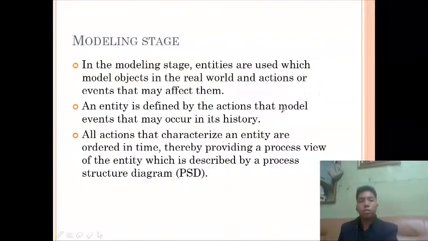We are going to run through it, starting with the modeling stage first. In the modeling stage, entities are used which model objects in the real world and the actions or events that may affect them. An entity is then defined by the actions that model events that may occur in its history, and the entity is described by a process structure diagram.